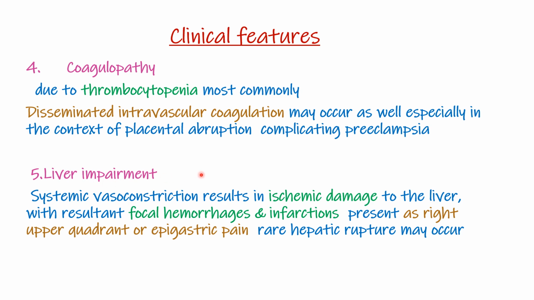The third one is liver impairment. We say that you're going to have widespread vasoconstriction. So systemic constriction results in ischemic damage to the liver, resulting in focal hemorrhages and infarction. These usually present as right upper quadrant pain or epigastric pain, and rarely you can have a hepatic rupture.